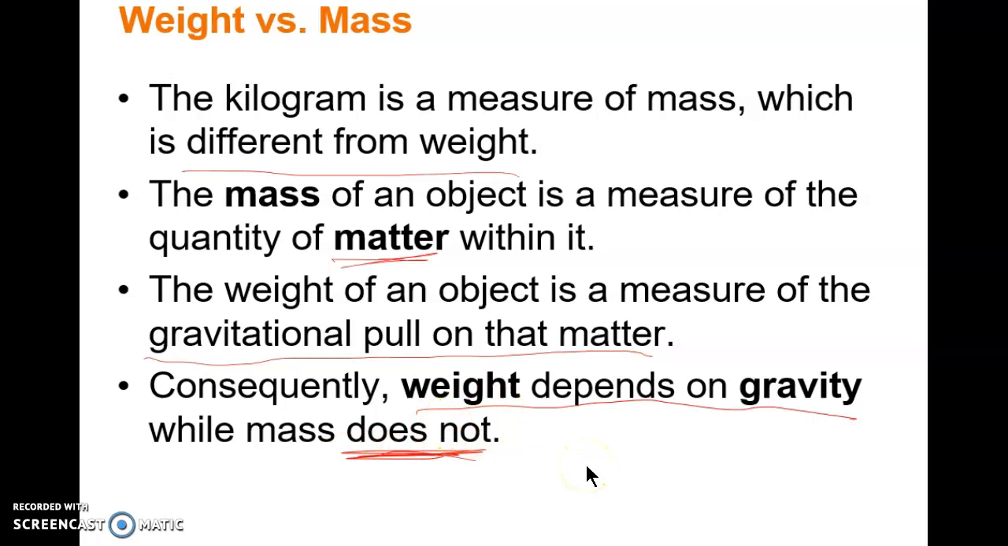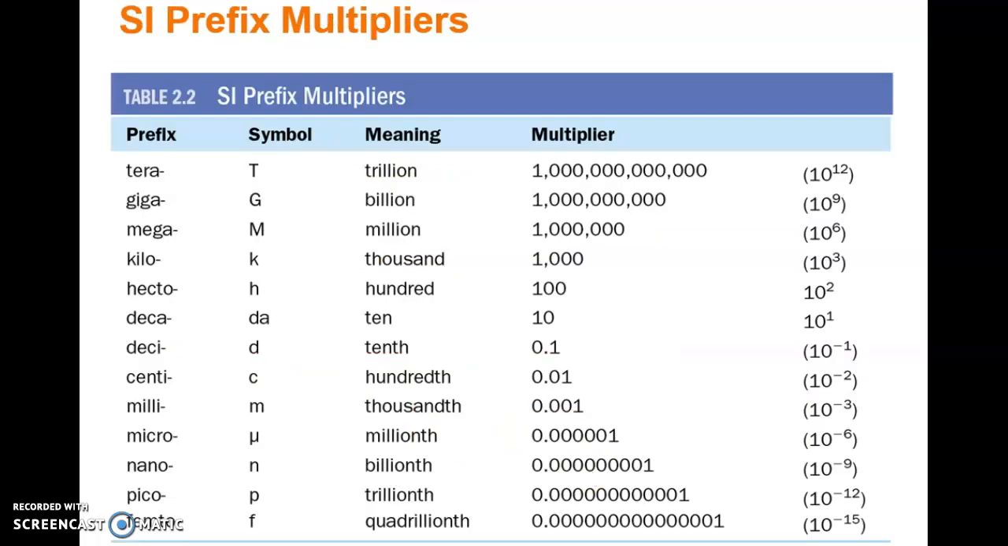All right, on the next page here, here are the SI prefix multipliers. There's a ton. We're not going to be using a lot of these very much, but ones that you will be seeing a lot are kilo, deca, deci, centi, milli, maybe a little micro, but those are the ones that we're usually going to see. So keep those in mind.